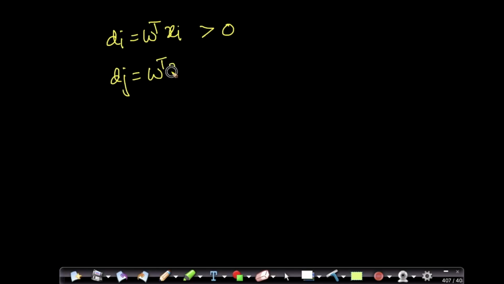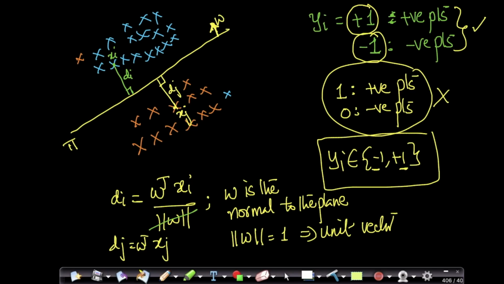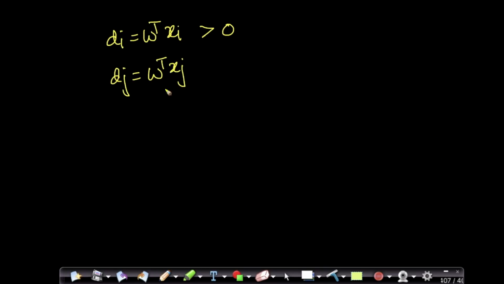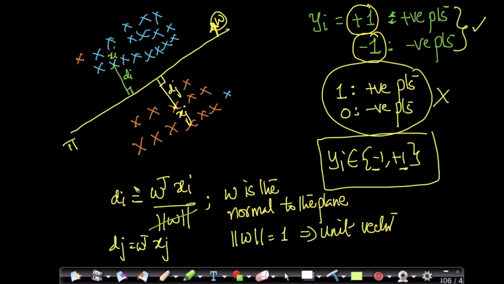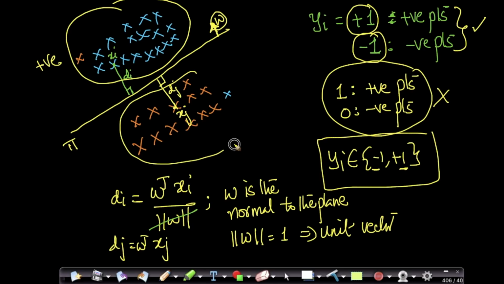Dj is W transpose Xj. Now look at it. Because Xj is on the opposite side of your W, this value will be less than 0. So for all positive points, let's assume I found a plane. If I say that every point that is on the same direction as my W are all positive points, all the points which are on this side are negative points, so let's assume that is the final classifier that I built.